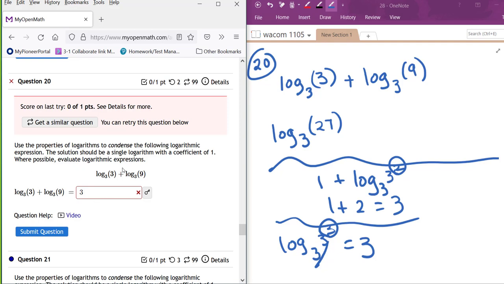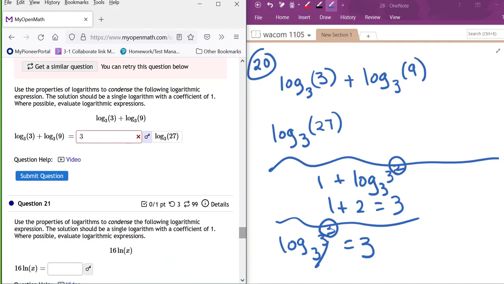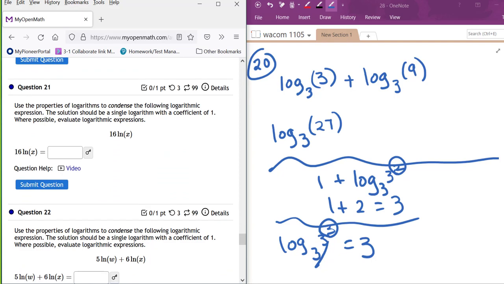So even though it would simplify, I don't know. It says where possible, evaluate logarithm functions. There may be an error on that problem. Let me make a note, because I would say just the 3 would be good, but they didn't like that. And it was log 3 of 27 that they wanted. So when you do your work, leave it as log 3 of 27, but I'm going to check on that with our person that programs this stuff.